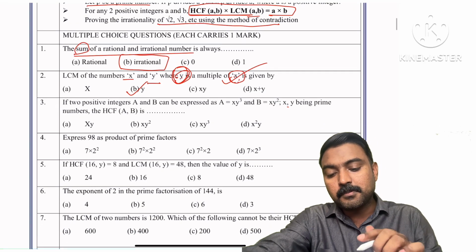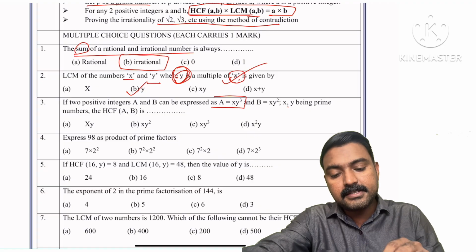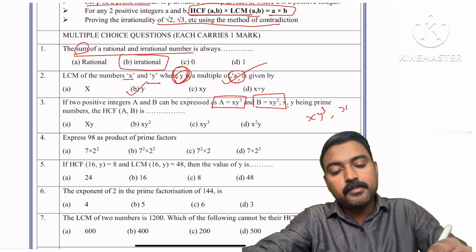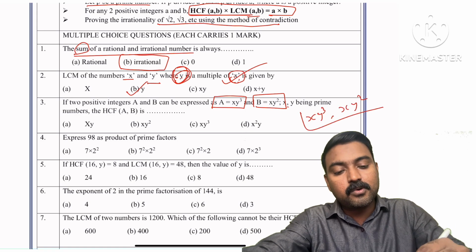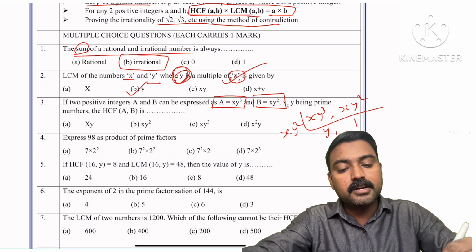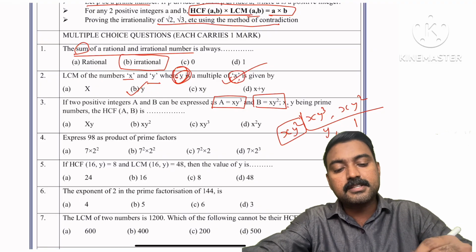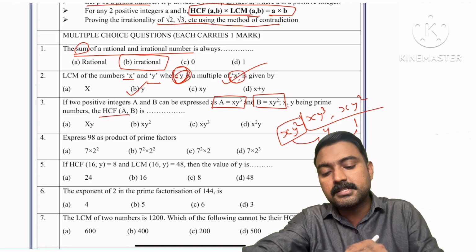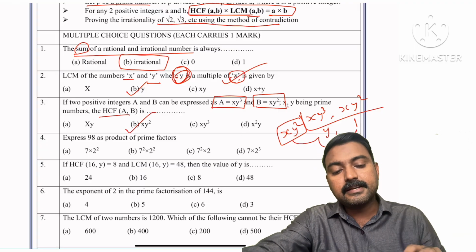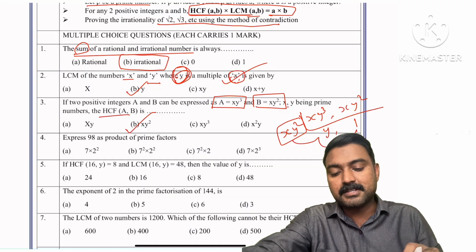So next question, two positive integers a and b are given. a is xy cube and b is xy square. So you can go for prime factorization: xy cube, xy square. The common part is x and y square, and the balance is one y. So this xy square is the HCF, and when we multiply these two we will get the LCM also. Here the question asks HCF, so xy square is the HCF. So here you can see that the questions are based on prime factorization.